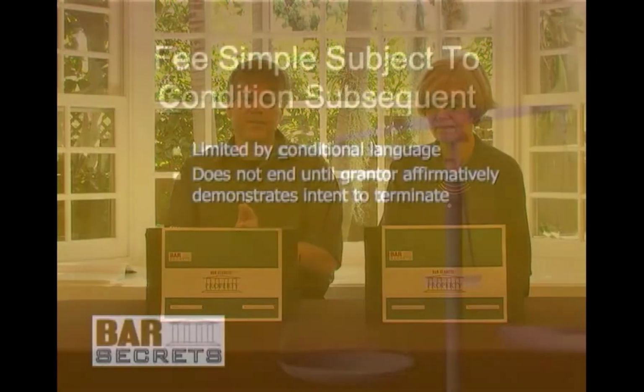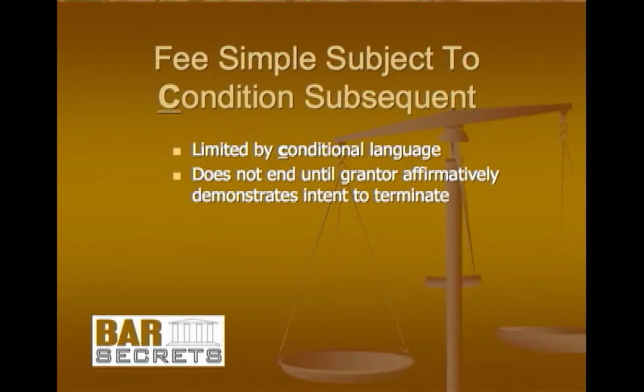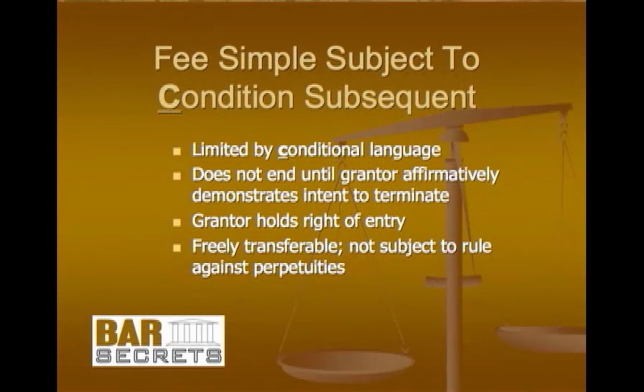However, unlike your fee simple determinable, the fee simple subject to a condition subsequent does not end automatically. The grantor must affirmatively demonstrate his intent to terminate the estate. As with your fee simple determinable, these are freely transferable, and again, because the future interest is held in the grantor, it's not subject to the rule against perpetuities. So determinable, when whatever this is, the until or the so long as happens, now it goes back to the grantor automatically.